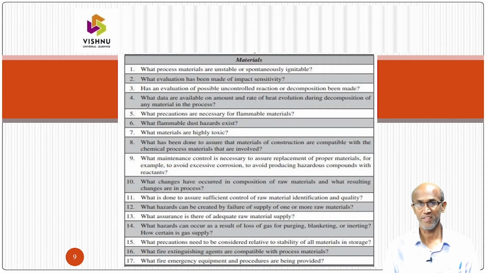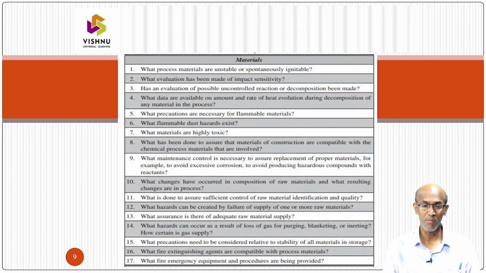Some of the questions in a checklist are, for materials: what process materials are unstable or spontaneously ignitable? What evaluation has been made of impact sensitivity? Has an evaluation of possible uncontrolled reaction or decomposition been made?